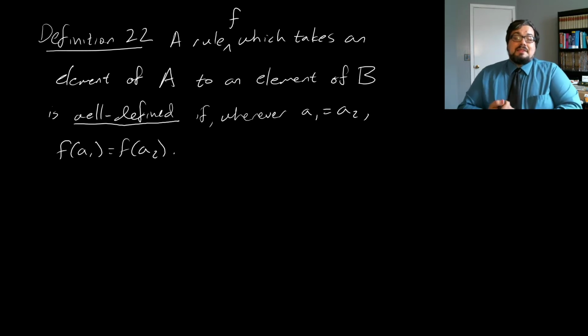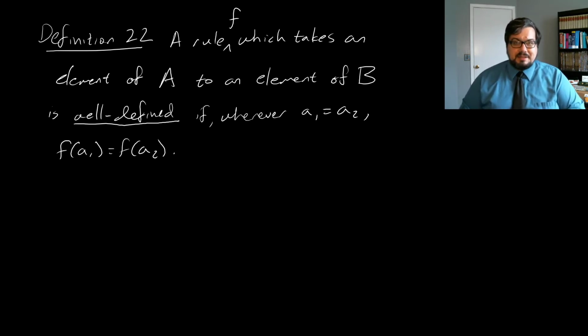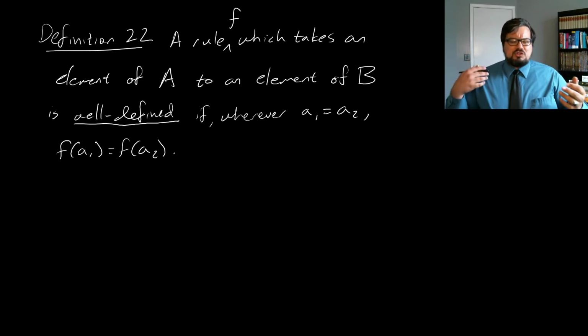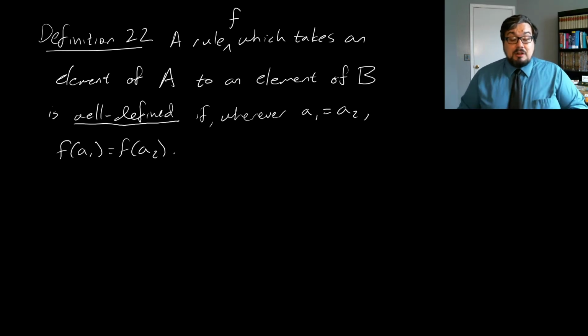So this is saying that if an element of A is given and another element of A is given, which is actually the same element as the first one, and we apply the rule F to the two of those things, then we should get the same result at the end. We should get the same result over in B. Now, this looks almost trivial. Wouldn't this always be the case? And whenever we're dealing with a function, it certainly is.